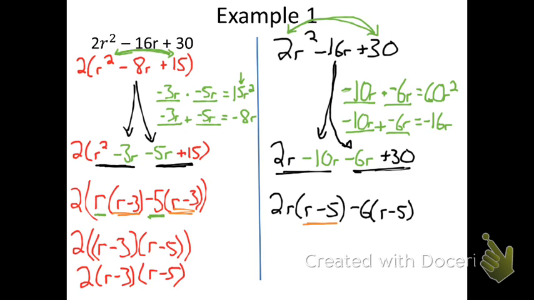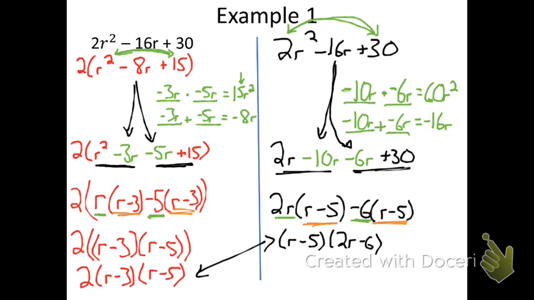The whole reason we do that is to create this big expression with a common factor of r minus 5. Once I have that, I can factor that r minus 5 out to the front of my expression, leaving us with 2r minus 6. Now, what you might be noticing at this point is that our answer is not the same. It's close, but it's not the same. So where did we go wrong?